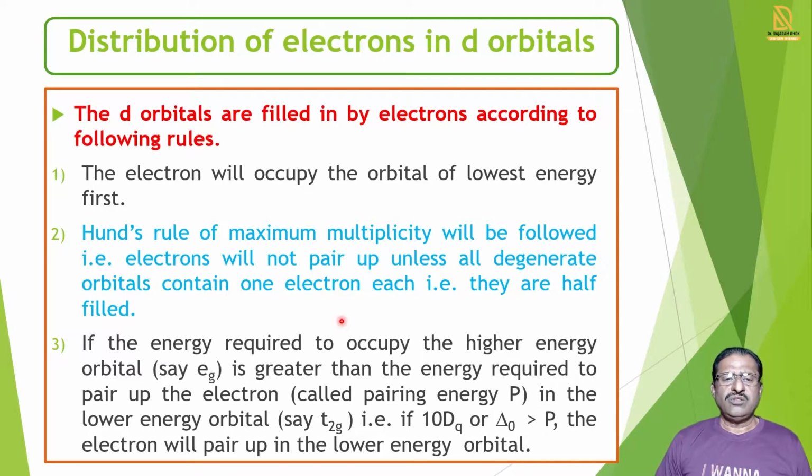Electrons will occupy the orbitals of the lowest energy first. So when any electron fills, firstly it fills in the lower energy orbitals and then in the upper energy orbital. Second is Hund's rule of maximum multiplicity, which is followed when electrons are filled. It means electrons will not pair up unless all degenerate orbitals contain one electron each.